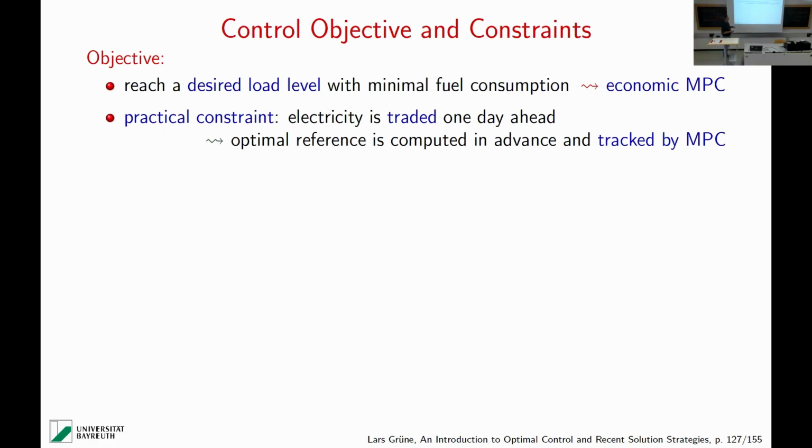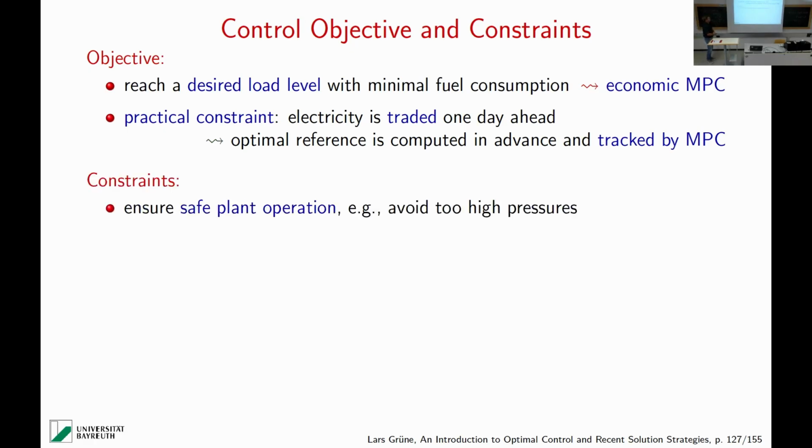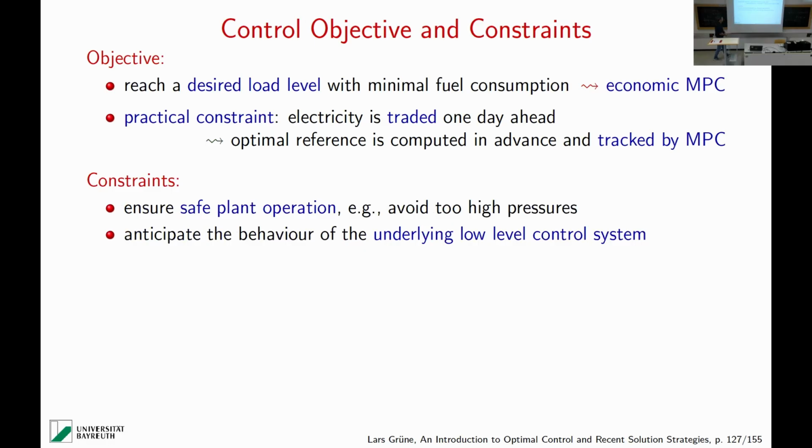So essentially we fulfill both purposes, but in a sense, what is done here at the moment is that the optimal startup trajectory is computed in advance, and then MPC is just used to make sure that we follow this trajectory. Okay, the interesting part is there are a lot of constraints. So it's really a constraint optimization. We want to ensure safe plant operation. So too high pressures in all these pipes must, of course, be avoided.